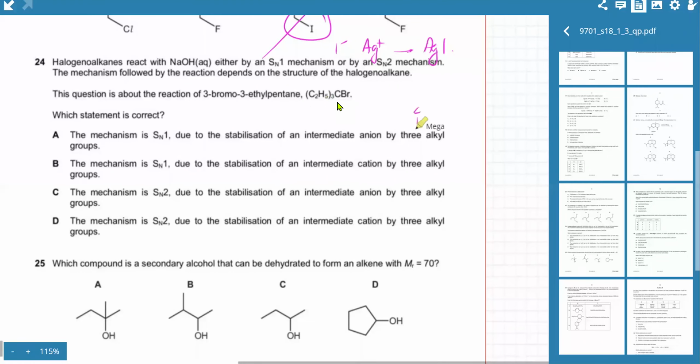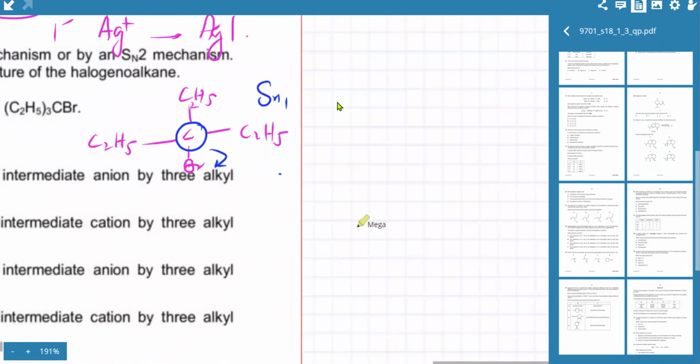We can draw it. There's a C-Br and there's a C2H5 branch, another C2H5 branch, and another C2H5 branch, right? So this would follow an SN1 mechanism. What's the SN1 mechanism? The Br is going to break off first, and it would result in the formation of a carbocation. So the middle carbon would become a carbocation.